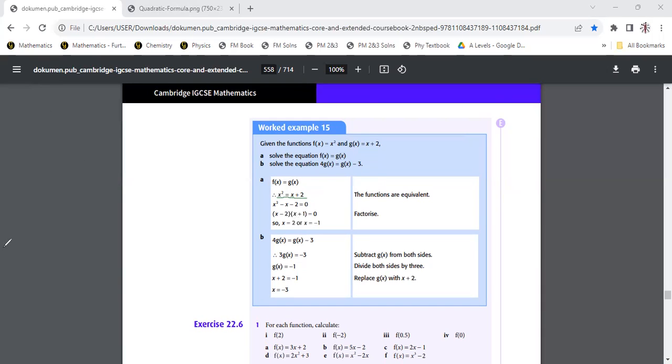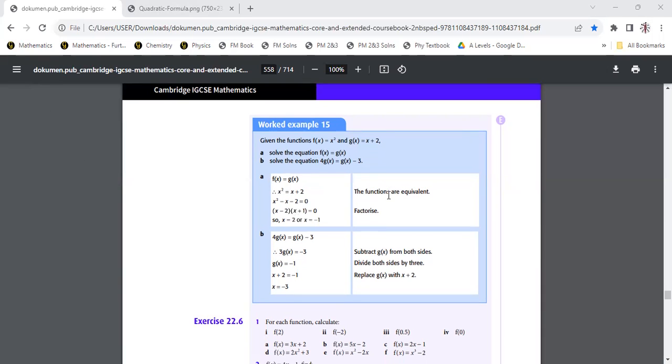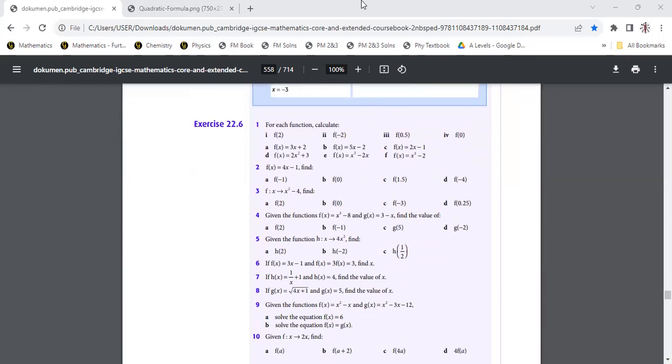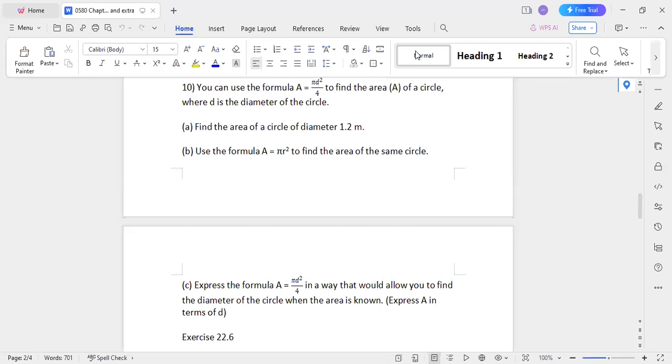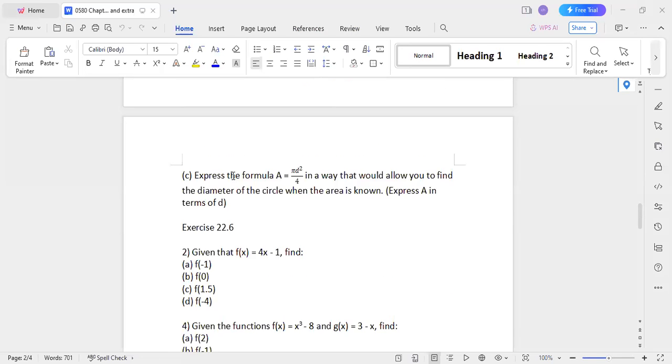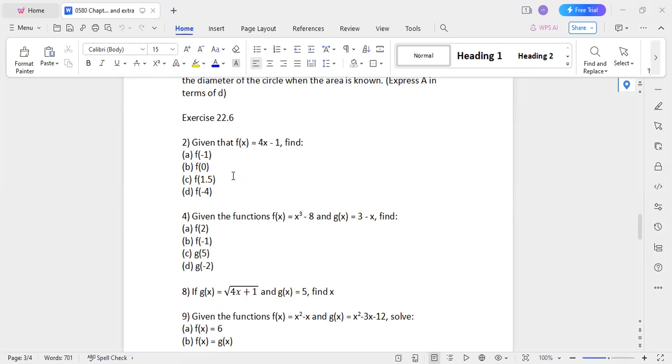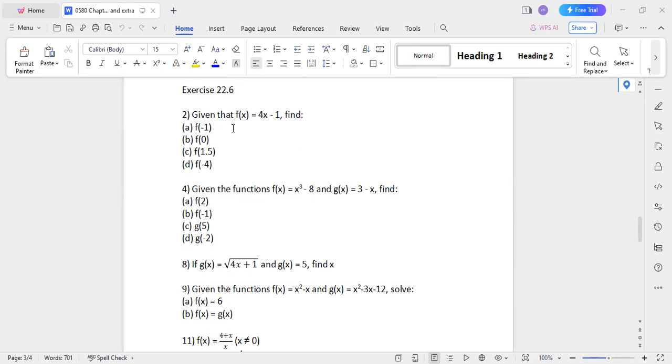So enough of the blabbering right here. Let's jump straight ahead to some exercises on how to solve this function. Anyone can participate for this first section. Let's start with, let's say, question 2.